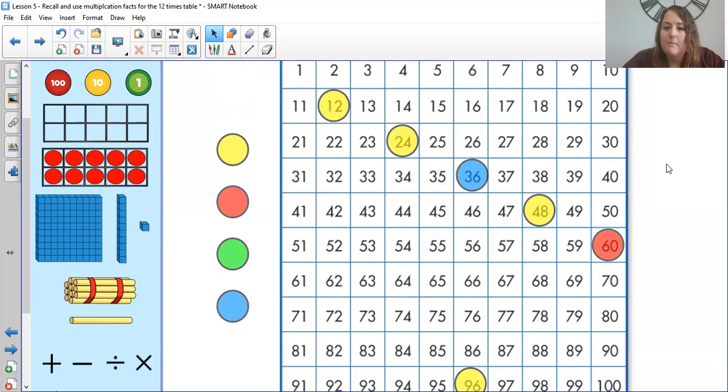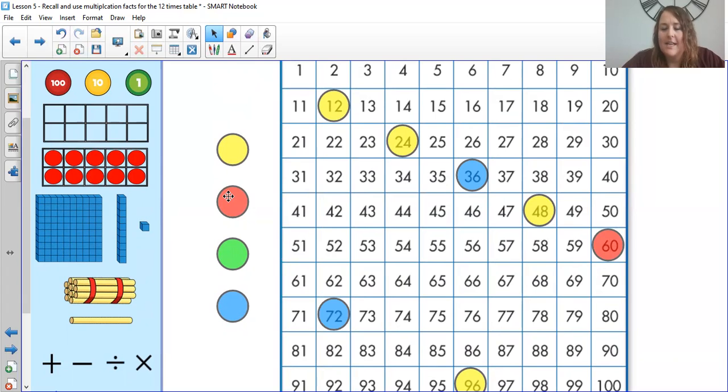If I know 3 times 12, then I know 6 times 12 because I can double it. So I'm going to be doubling 6 to get to 12, so 2 in my 1s, and carrying that 1. Double 3 is 6, so it will give me an answer of 72.